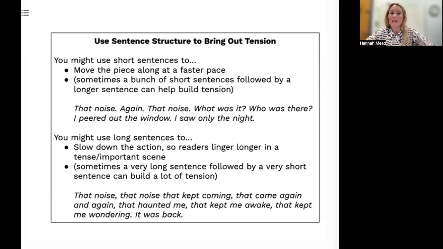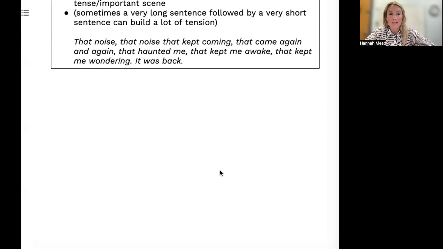So, when you're using sentence structure to bring out tension, you might think about short sentences versus long sentences. I have some bullets here that you might refer back to that will be posted for you to use as you're working, but that's just the way that I'm going to approach my work today. I'm going to think about how might I use short sentences and how might I use long sentences and how I might be using them at different times to convey different things.